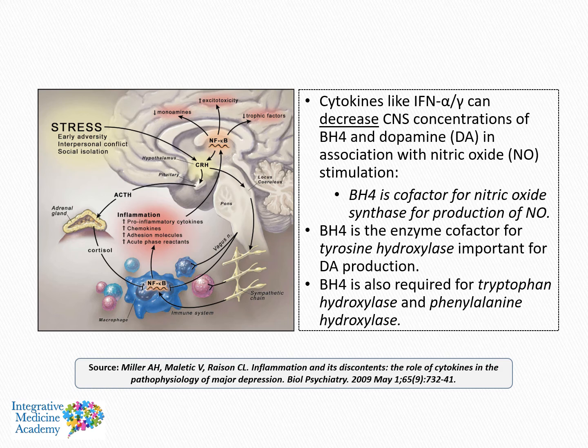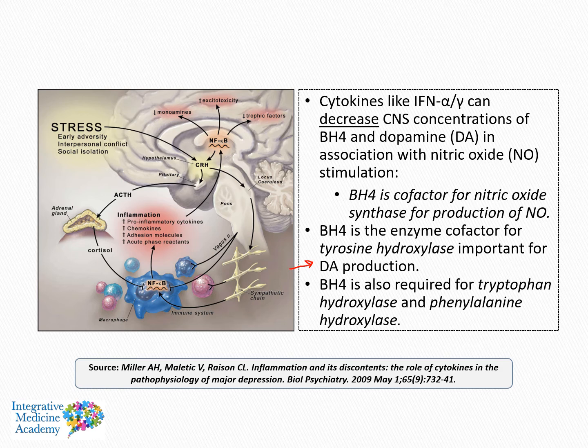But when we have excess cytokine production because of inflammatory triggering in the brain, we get a decreased concentration of central nervous system BH4 and dopamine, for example, which can contribute to depression because of imbalances in nitric oxide stimulation. So as I mentioned, BH4 is an enzyme cofactor for tyrosine hydroxylase, which is important for the development of dopamine. But BH4 is also required for tryptophan hydroxylase, meaning it converts tryptophan into 5-HTP for eventual production of serotonin. And it helps convert phenylalanine into tyrosine for dopamine production.